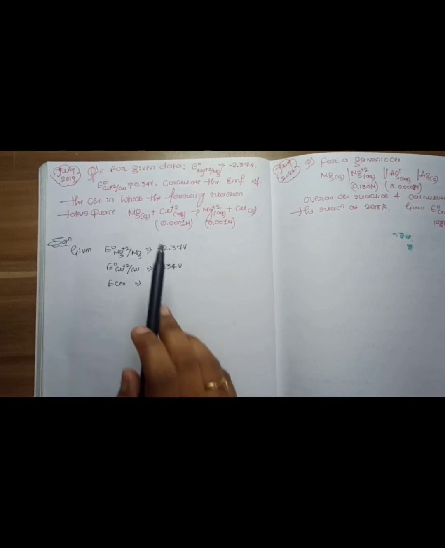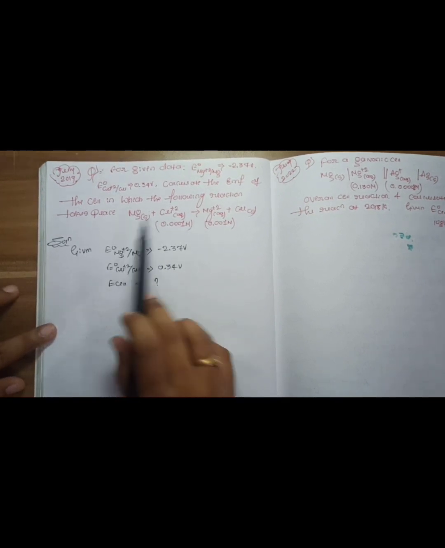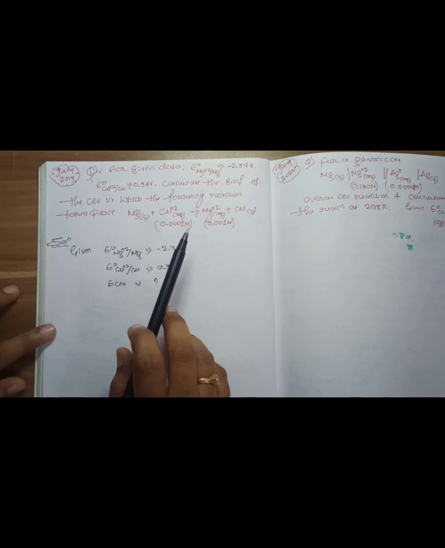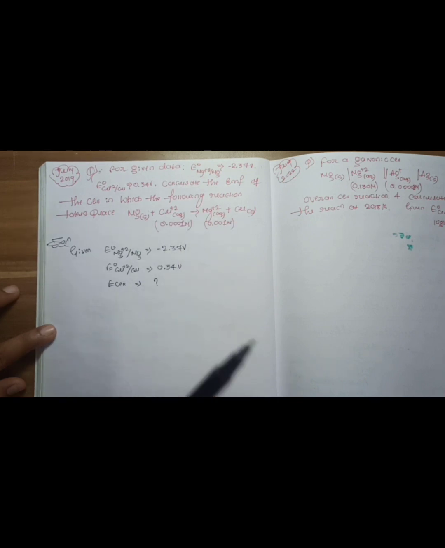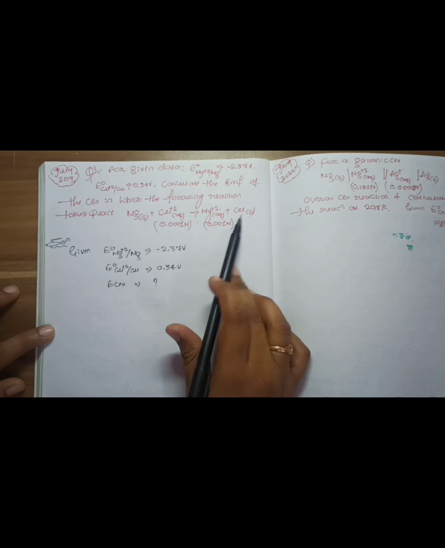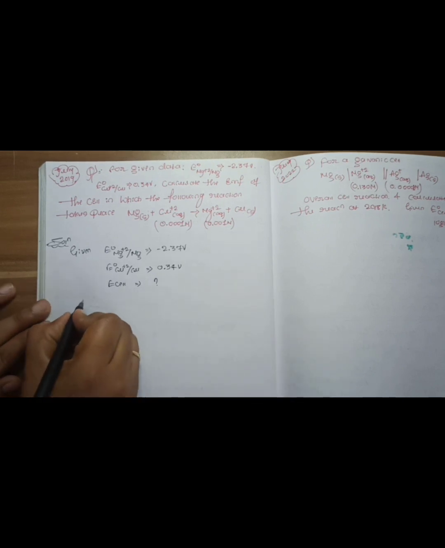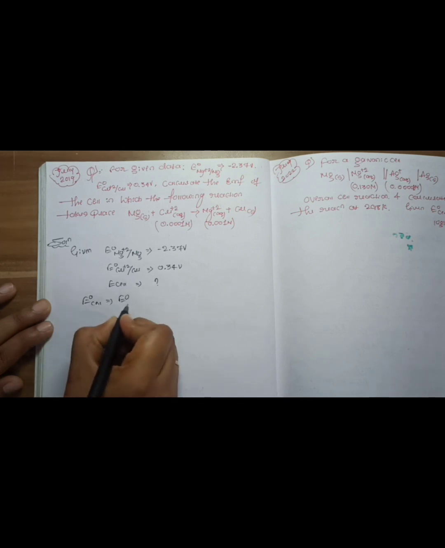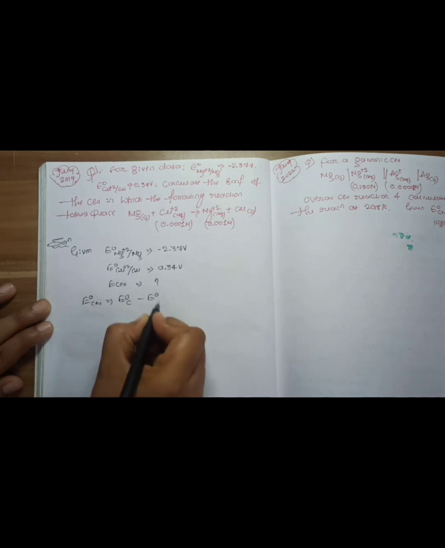Only the E naught of Mg plus 2 to Mg and the E naught of copper plus 2 to copper are given, meaning half cell reaction E naught values are given. For the overall cell reaction, the E naught value is not given. So to calculate it, we have to use the formula: E naught cell is equal to E naught of cathode minus E naught of anode.